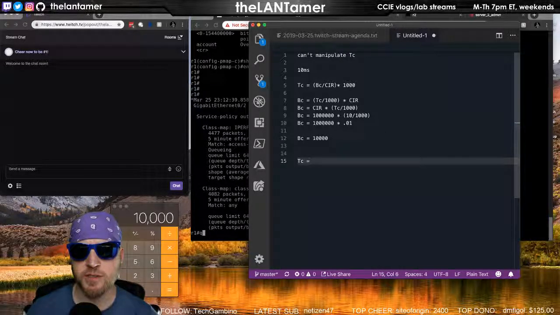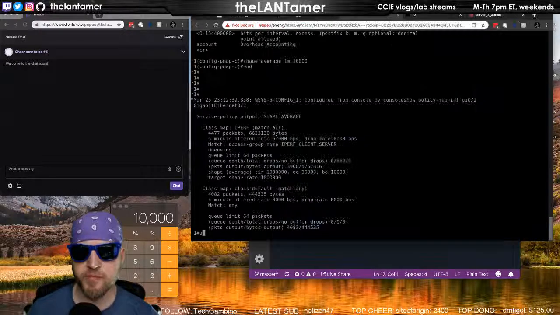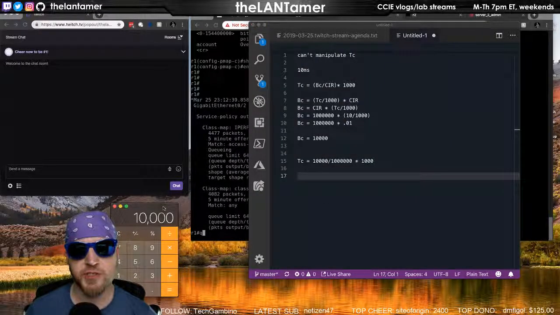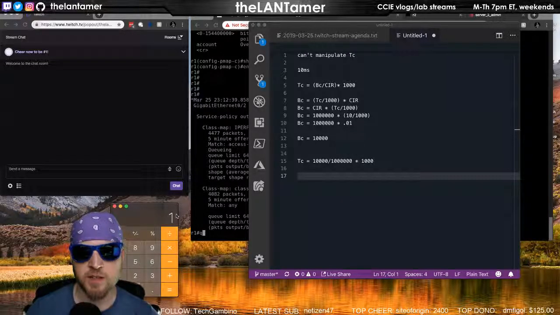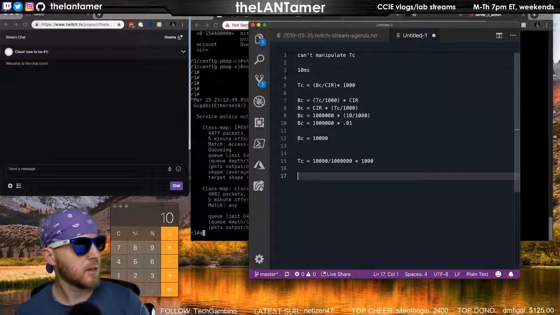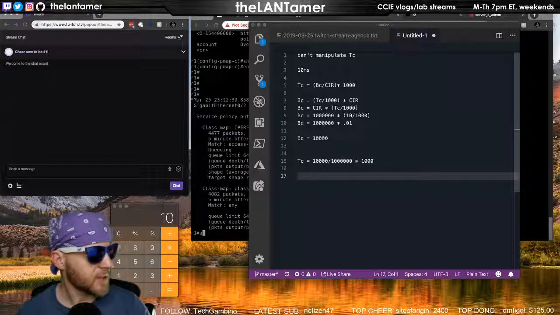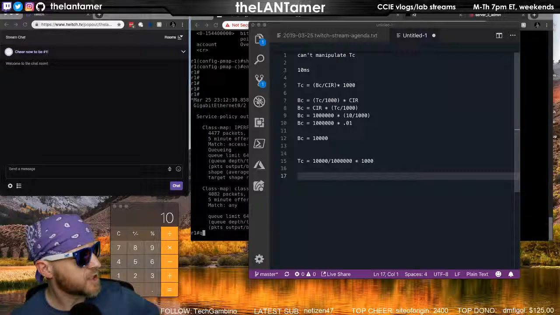But let's do our formula here and see if we got it right. TC equals 10,000 divided by 1,000,000 times 1,000. And this should get us to 10, which would be 10 milliseconds. And it is. So, okay, I think I'm getting the hang of this. Great lesson here. All right, we have another challenge.